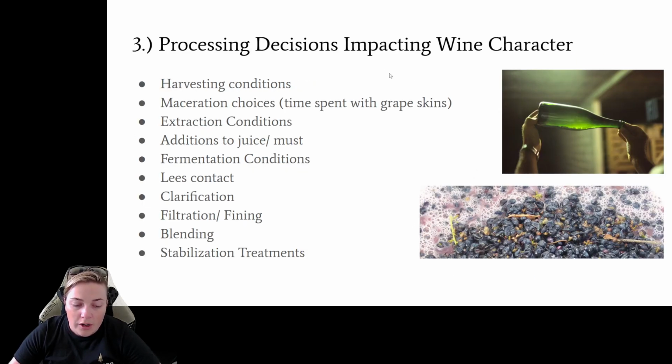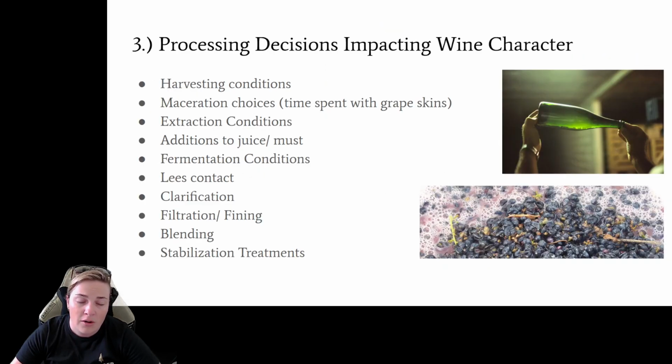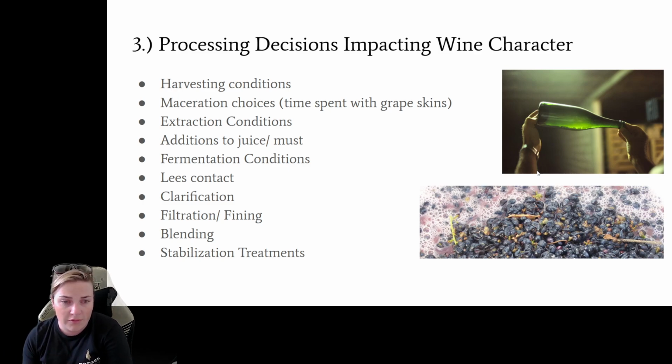Okay. Processing decisions are very important, right? This is where a lot of winemakers decide about the microorganisms, but the winemaker also makes decisions on processing and how things are going to look, right? It's always a strategic choice to obtain a certain style or convey certain flavors in the wine, right? Things that can impact this are your harvesting conditions and your maceration choices. To macerate is how you choose to put the skins into skin and juice contact, for how long, and in what way.